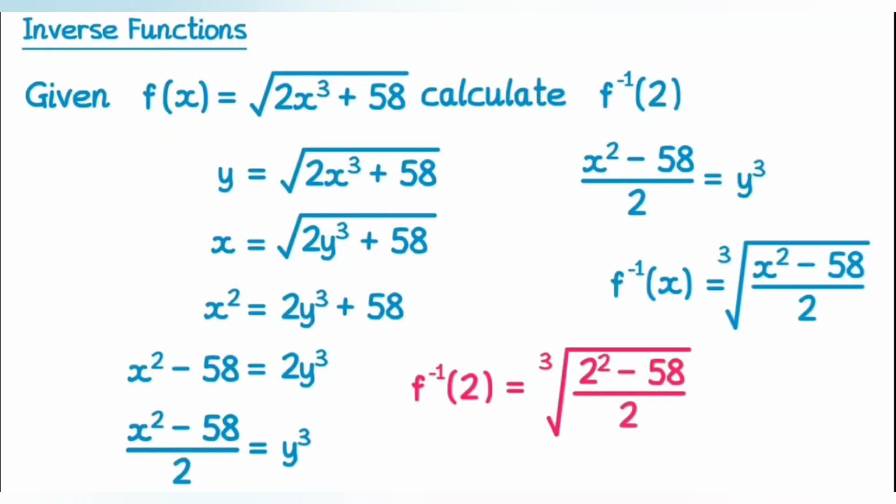2 squared is just 4, and 4 take away 58 is negative 54, and if you divide that by 2, you get negative 27. So it's the cube root of negative 27, which is negative 3. And that's your answer to this question.